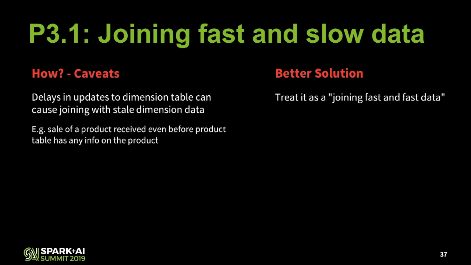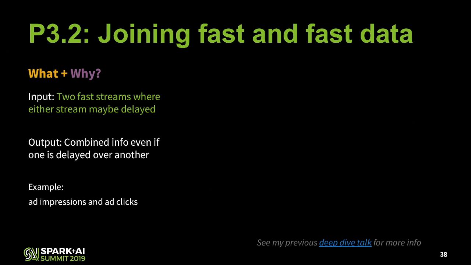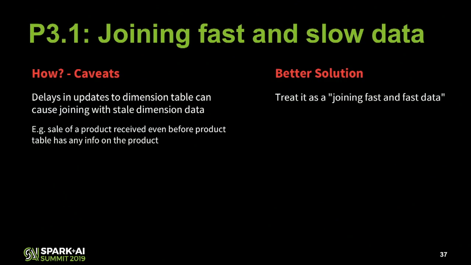For example, let's say you get the information of a sale of a new product, which has not yet been populated in the product dimension table. That means that the join doesn't work. You may do a left outer join and things like that, but your product hasn't been joined. You will have nulls, and then later you need to fix it. So what this doesn't account for is delays on one side between the two queries.